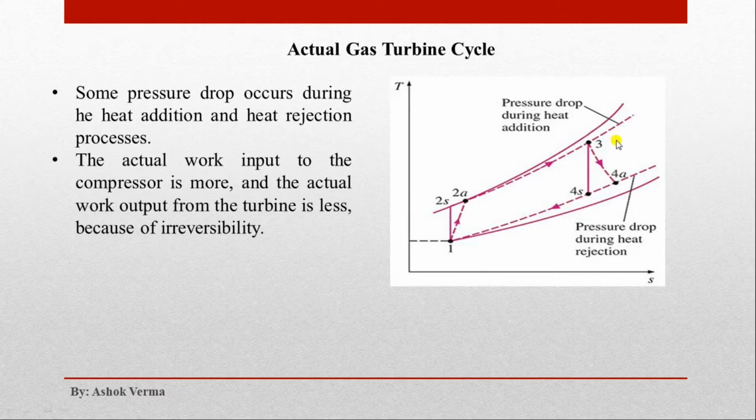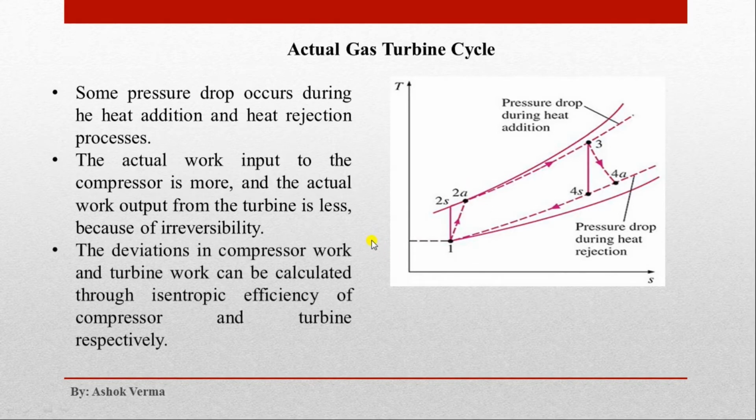Since Wt is T3 minus T4, if the T4 increases, then Wt will decrease. So the work out from the turbine decreases, and work input to the compressor increases in the actual Brayton cycle or actual gas turbine cycle.